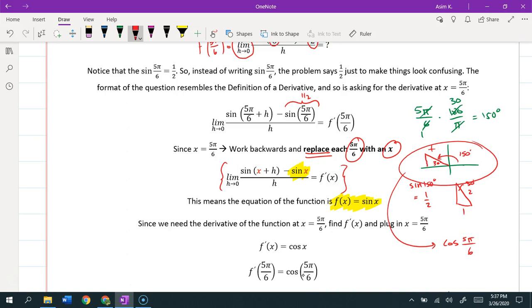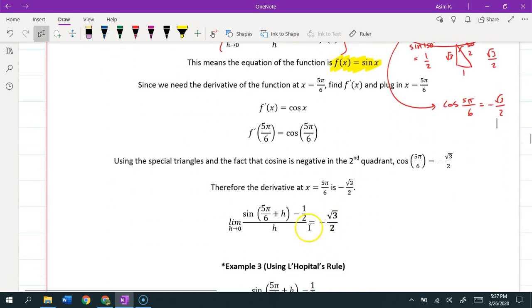So when you find the cosine of 30 degrees, that's going to be adjacent over hypotenuse, which is root 3 over 2. However, considering how this is in the second quadrant and cosine is negative in the second quadrant, what that means is your answer should be negative root 3 over 2 in the end. So there you have it. So that one was a little bit more involved and it was a little bit harder.